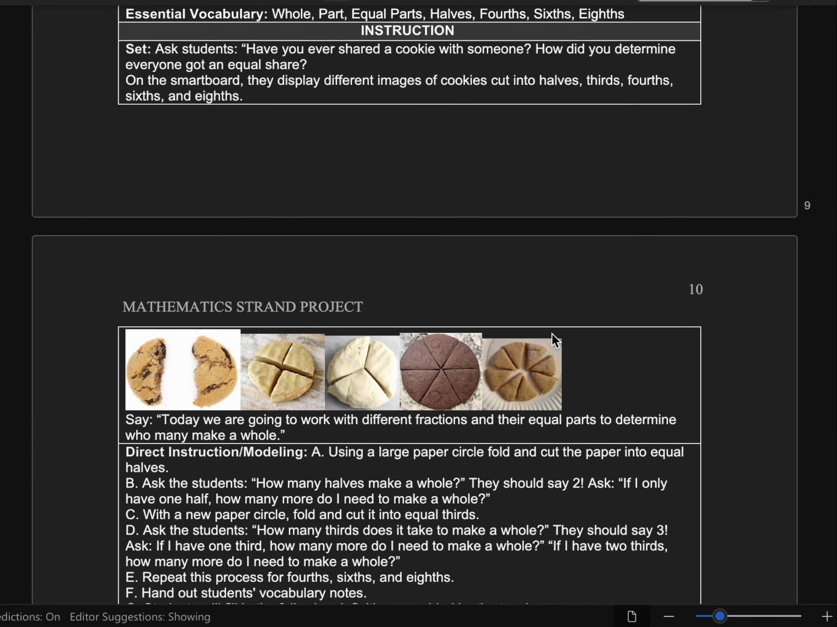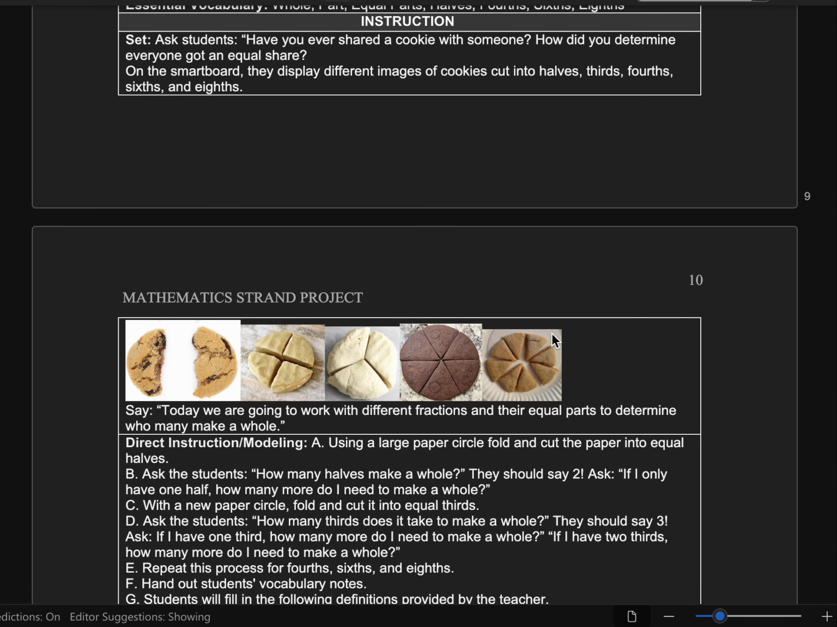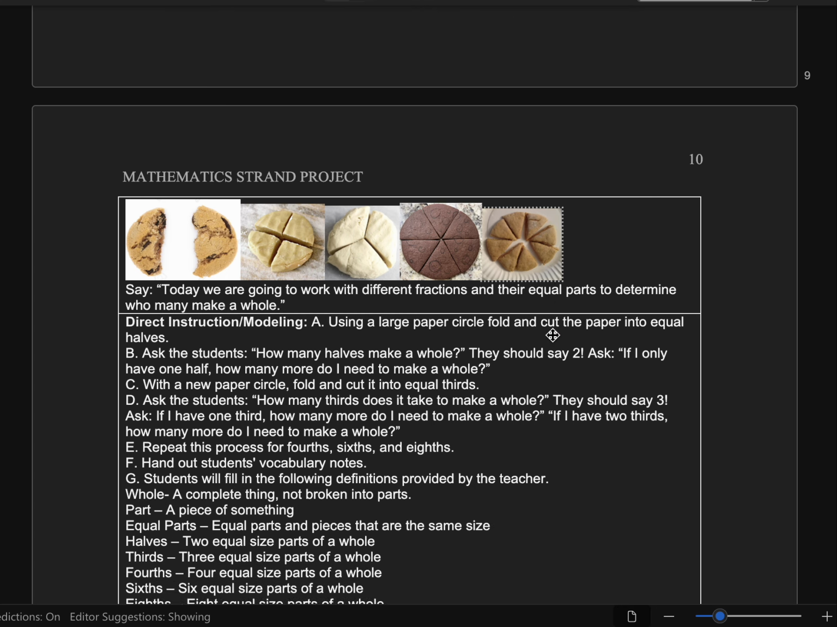you just ask the students, have you ever tried to share like a cookie or a pizza or something like that with someone? And how did they make sure everyone got an equal share? And then show them images of a cookie split up into different parts of equal shares.